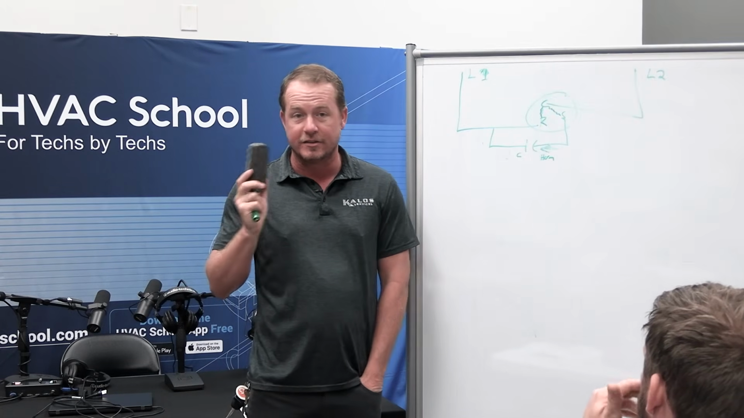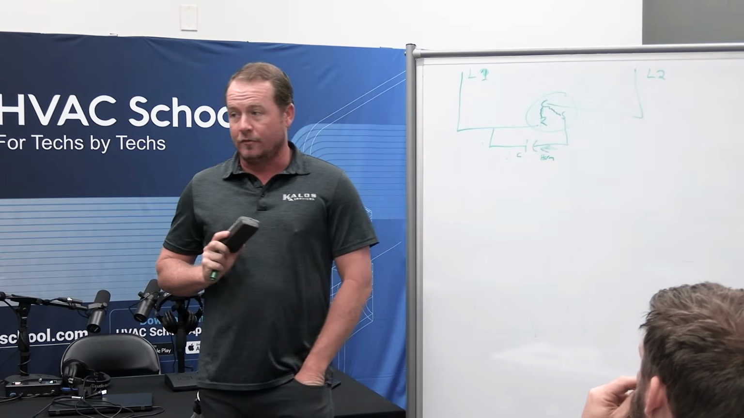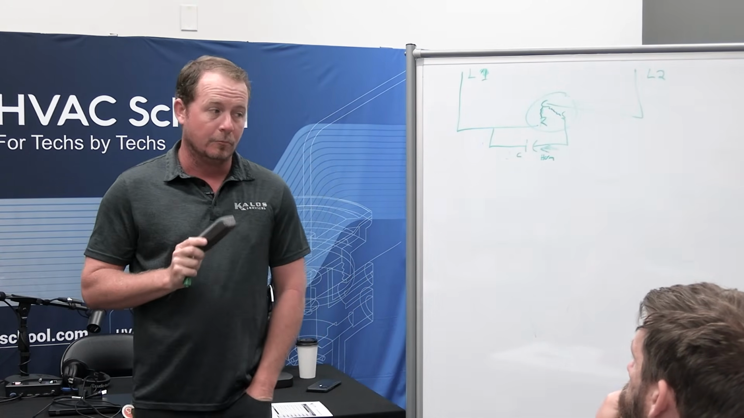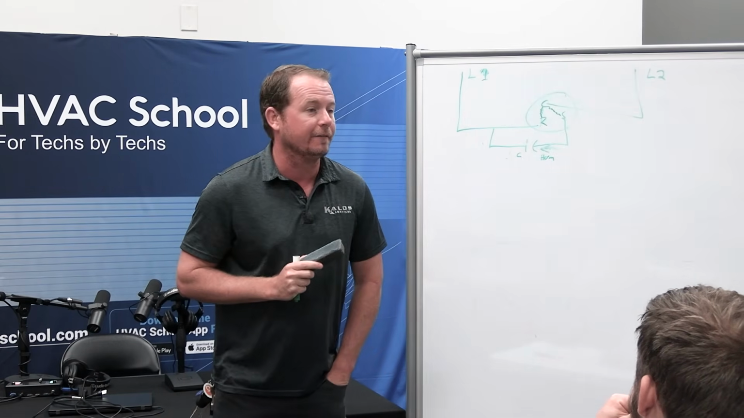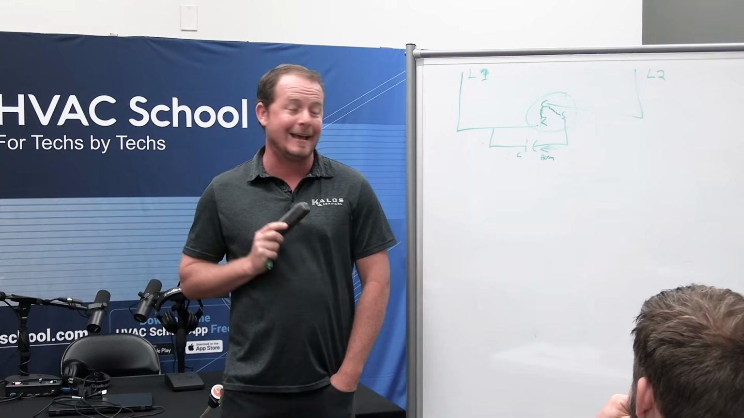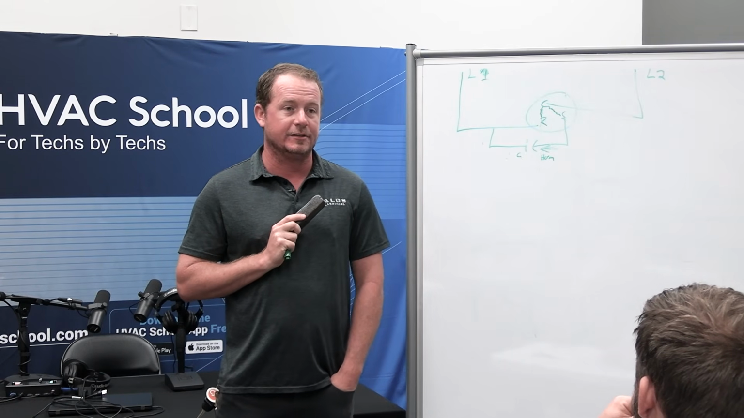But here's the thing, if we have too small of a run capacitor in the system, what does that do to the compressor? Let's say that it's designed for a 30 and we put in a 10. What happens to the compressor?